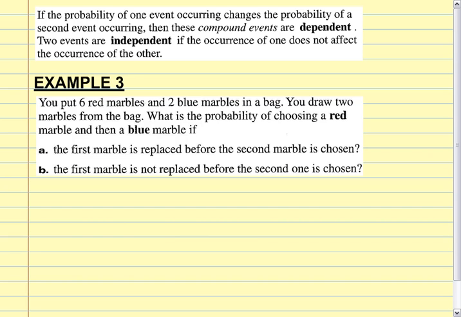Okay, now let's read through this one together. It says, if the probability of one event occurring changes the probability of a second event occurring, then these compound events are called dependent. You've done something kind of like that in science, dependent variables and independent variables, okay? Two events are independent if the occurrence of one does not affect the occurrence of the other.